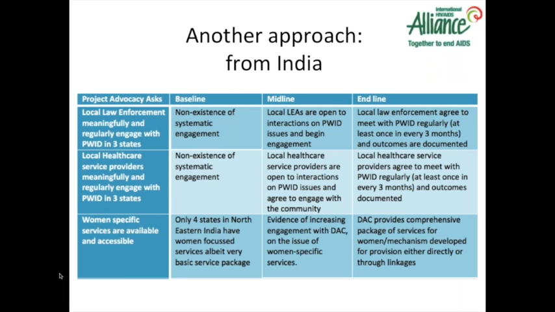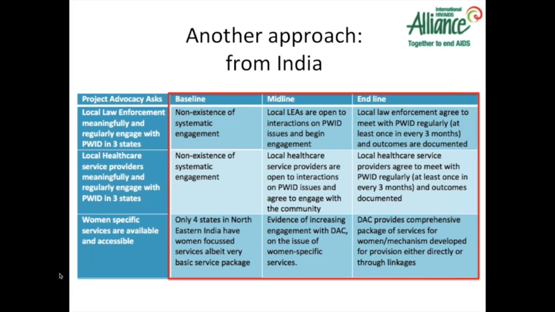This is another example of some advocacy asks from India for a harm reduction project. Again, I'm not going to read all this through, but the way they've done it is slightly different, which is interesting. First of all, on the left, you can see they developed the advocacy asks. These are quite specific. They relate to law enforcement engaging with people using drugs. They relate to local healthcare workers relating meaningfully with people who use drugs. And the third one relates to women accessing services, which, if you know anything about harm reduction, particularly in Asia, is a real problem because women don't access services as much as men.